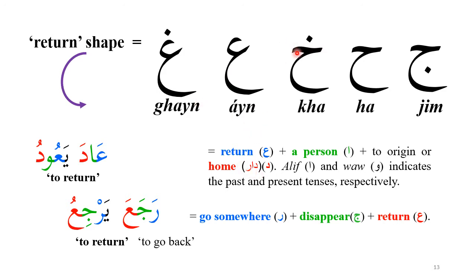So see here also the Jim, Ha, Kha is written in the opposite direction. And then you see these two words, ada and yaudu, raja and yarju, mean to return. And raja is a little bit different. Ada means directly to return, just the return part. Just the return, ada. And raja means you go somewhere, the jim means you meet somebody, jama, and then you return, the ain. So maybe you go somewhere, you go to a few different places, then you return, that would be raja. And ada was just return, directly.